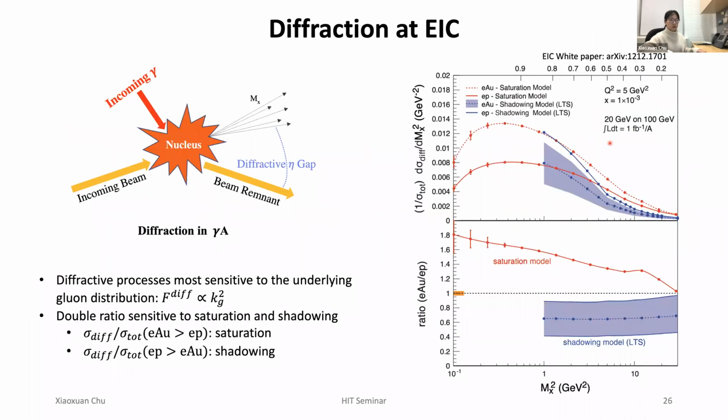And the last measurement I want to mention, beyond these di-hadron correlations, is that we can also measure diffractive processes at EIC. So the diffractive J/psi production, and it is predicted that we can measure the double ratios of the diffractive over the total cross sections in eA collisions compared to ep collisions. The double ratio is predicted to be higher than 1 with the saturation model, and it is predicted to be lower than 1 with the shadowing model. I think this would be a very good chance for us to really separate the effects from shadowing and saturation.